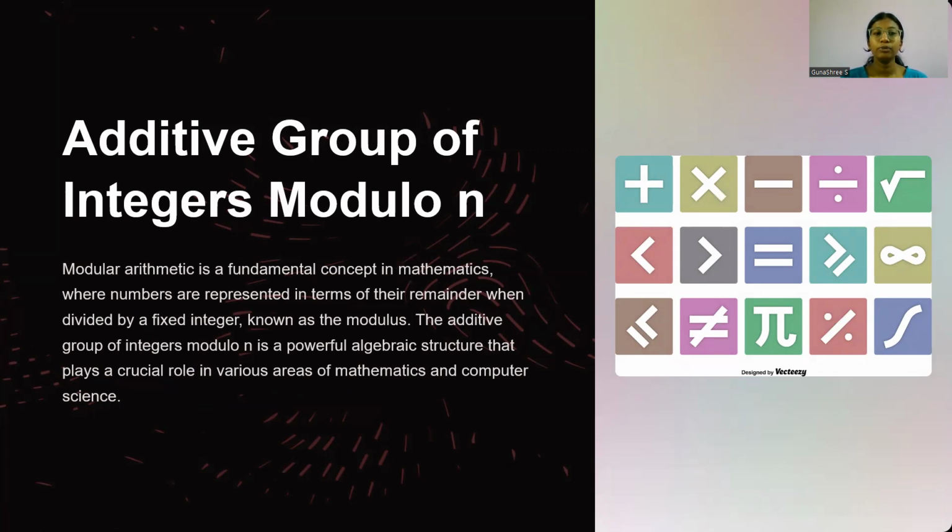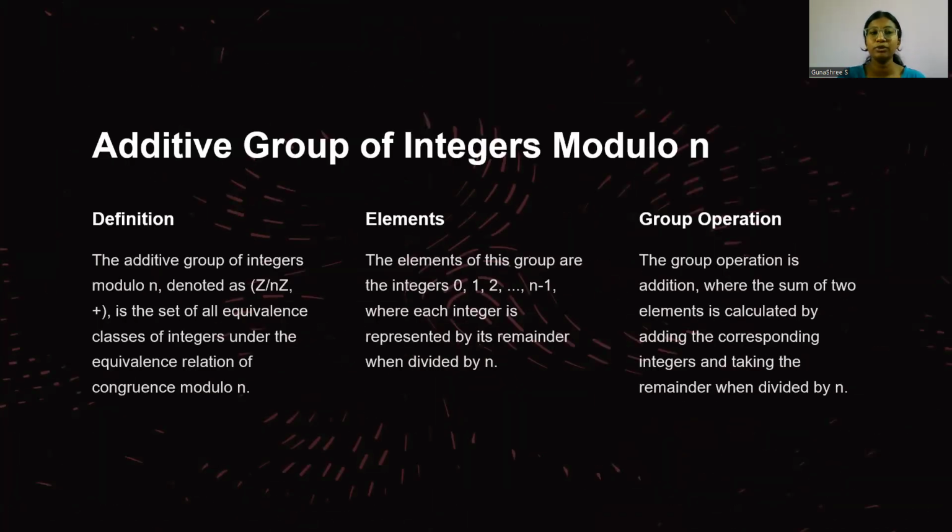The additive group of integers modulo n is a powerful algebraic structure that plays a crucial role in various areas of mathematics and computer science. Moving on to the definition: the additive group of integers modulo n, denoted as (Z_n, +), is the set of all equivalence classes of integers under the equivalence relation of congruence modulo n.